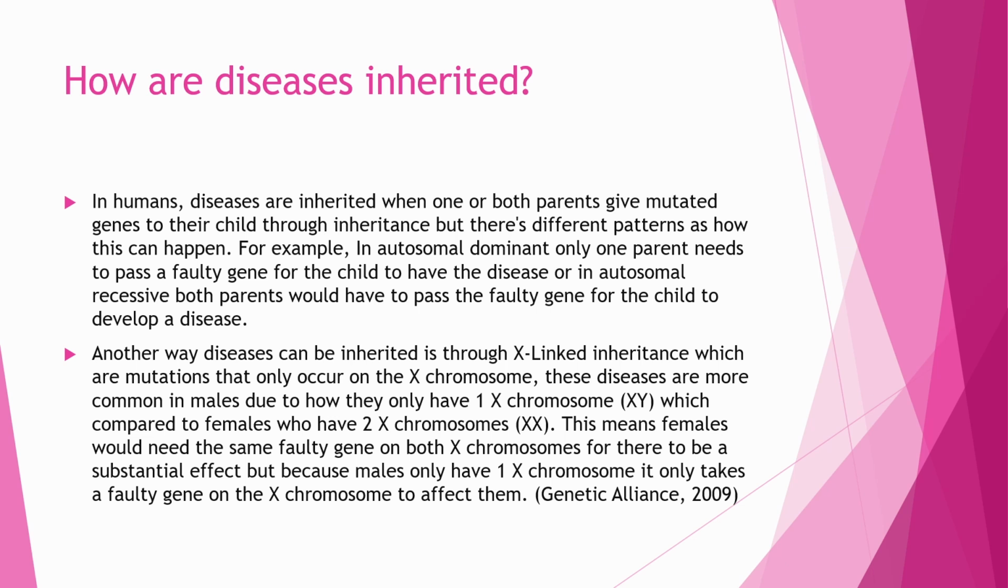These are inherited when one or both parents give mutated genes to the child, but there are different patterns as to how this can happen. For example, in autosomal dominant, only one parent needs to pass a faulty gene for the child to have a disease, or in autosomal recessive, both parents have to pass the faulty gene for the child to develop a disease. Another way diseases can be inherited is through X-linked inheritance, which are mutations that only occur on the X chromosome.